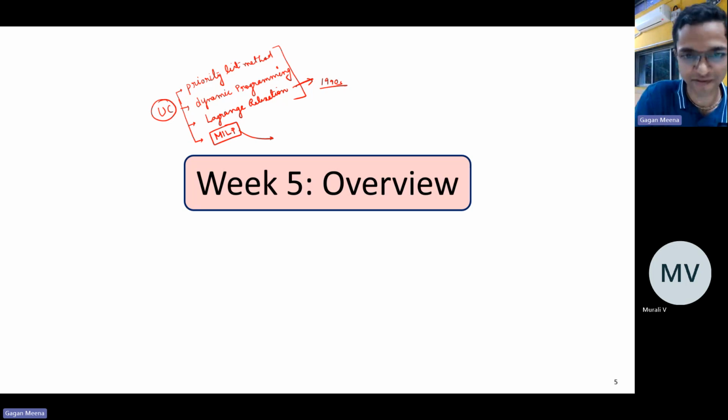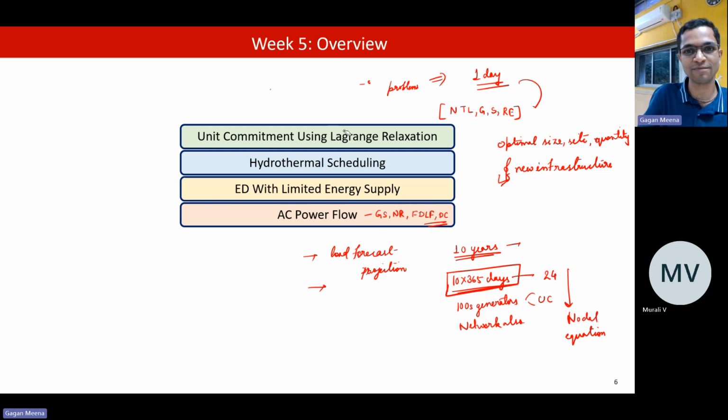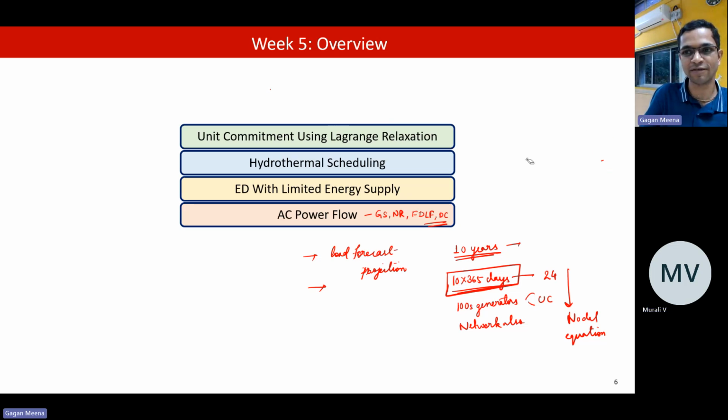We were talking about the week 5 overview. In week 4 we discussed the priority list method and dynamic programming. Week 5 deals with the Lagrange relaxation method. In week 5, all these things were discussed: unit commitment using Lagrange relaxation, hydrothermal scheduling, economic dispatch with limited energy supply, and then a recap of AC power flow.